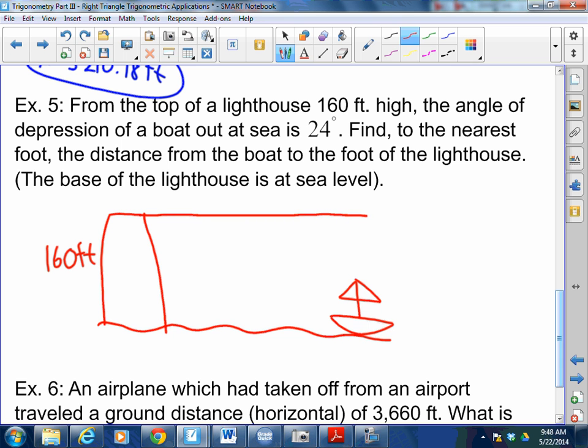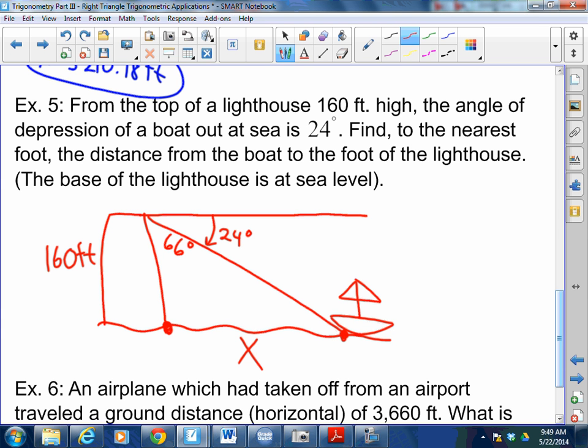Remember here, guys, it has an angle of depression to the boat, 24. Please remember that goes down from the baseline, so that's 24 degrees. So if that's 24, 90 minus 24, this is 66 degrees. I want to find x, the distance from the boat to the base of my lighthouse.